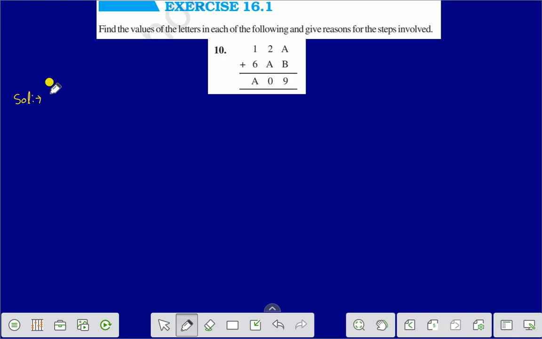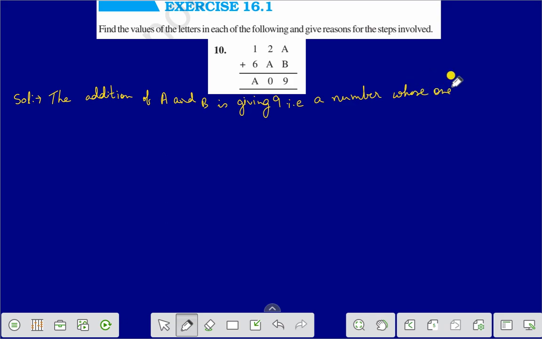The addition of A and B is giving 9. That is a number whose ones digit is 9. First digit is 9.